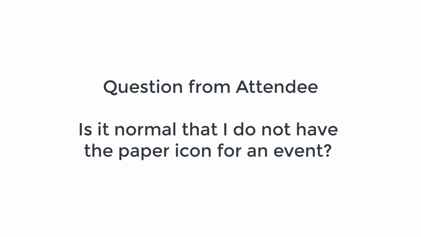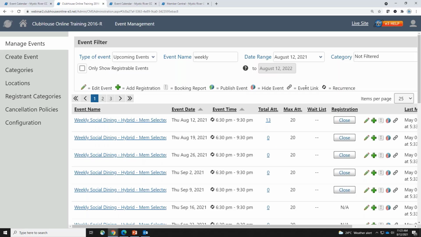Is it normal that I do not have the paper icon in my event details? You might have the activity management events. So if you look on the left-hand side, you probably don't have categories, locations, or registrant categories either. You should have the reporting icon if you have all of those options. The other reason could be you created an information-only event. Only registration events will have the paper icon. The report is for people that are registered. So if it's not a registration event, that is why.